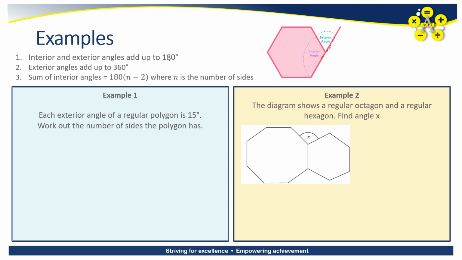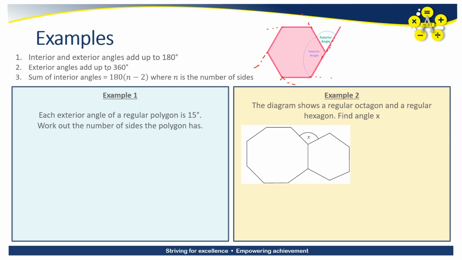Now because it's a straight line, that means that interior and exterior angles add up to 180 degrees. And these exterior angles, if you took all of them, if you continued the shape along, you would be going in a circle. Because of that, they add up to 360 degrees. Now you may want to just know what some of the interior angles are, and there's a formula for that. It's 180 multiplied by n minus 2, where n is the number of sides.